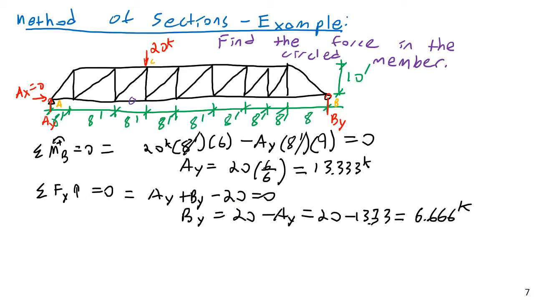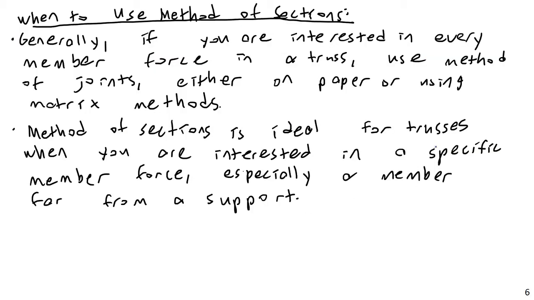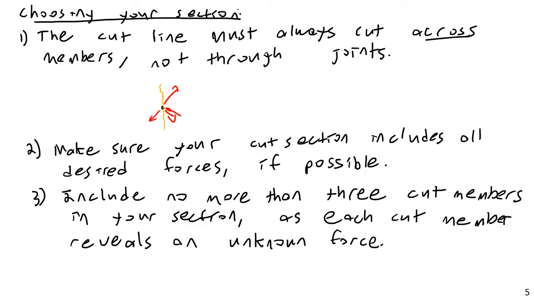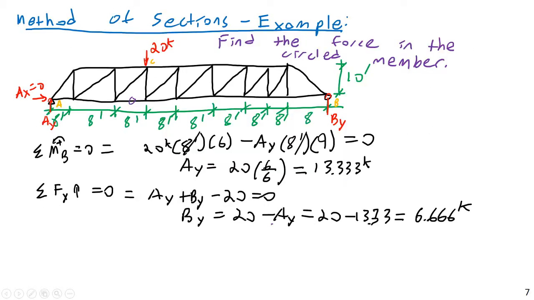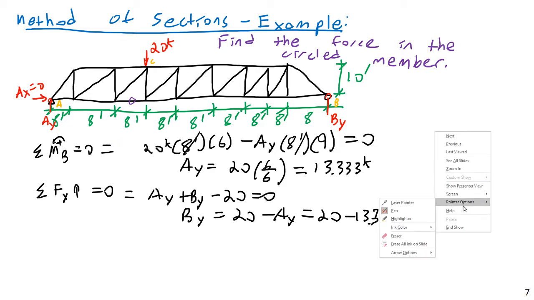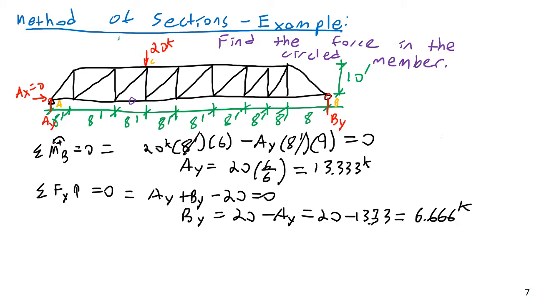So what I'm going to do is look at what section I might take. Looking at my guidelines from last time, I'm looking for a section that cuts across members, not through joints. I want to include all the desired member forces and include no more than 3 cut members. So looking at this, I think I'm going to make a cut. Let me show you where. Let's do it in yellow here, or maybe light green. I think a good cut would be right here.